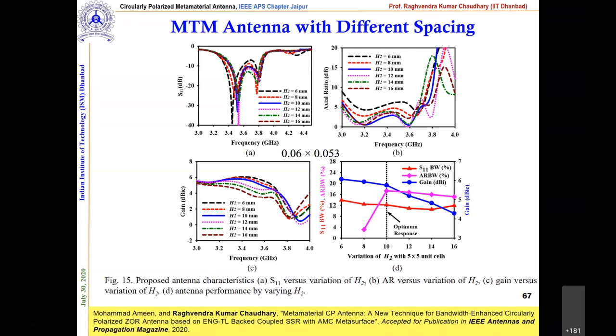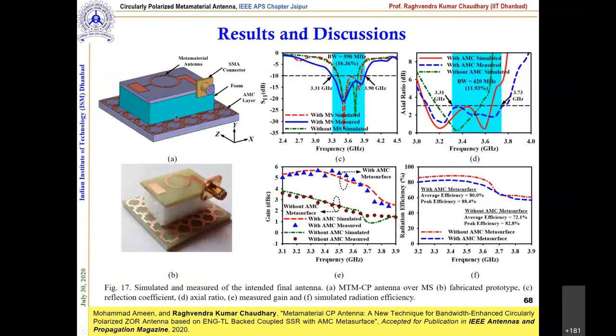Now finally, you can see this is the geometry we placed like this. This is a foam we use to separate the things. So here you can see we improved the things. We did not disturb the operating band, it is still the same. You can see this is without MS and with MS. All the things are there and we are not disturbing the band. As well as the axial ratio bandwidth is acceptable in this band.